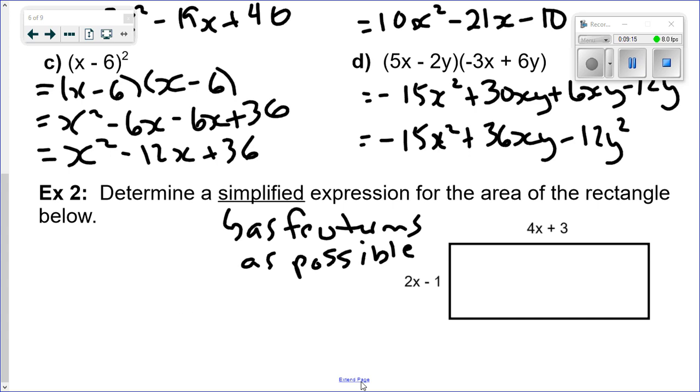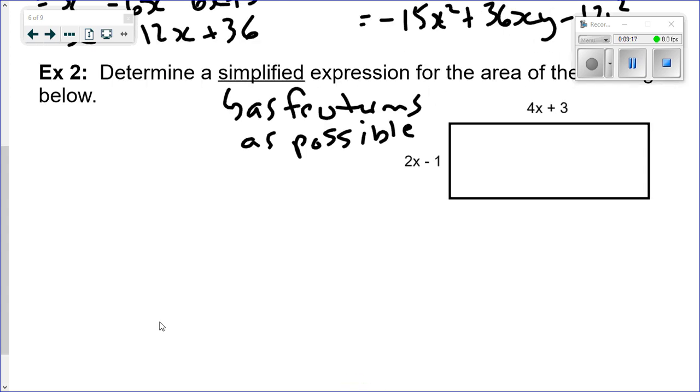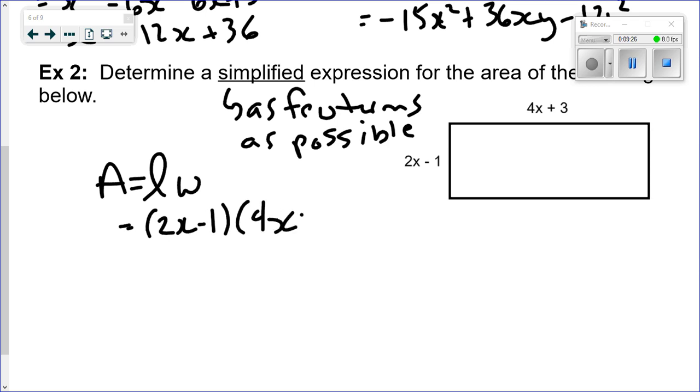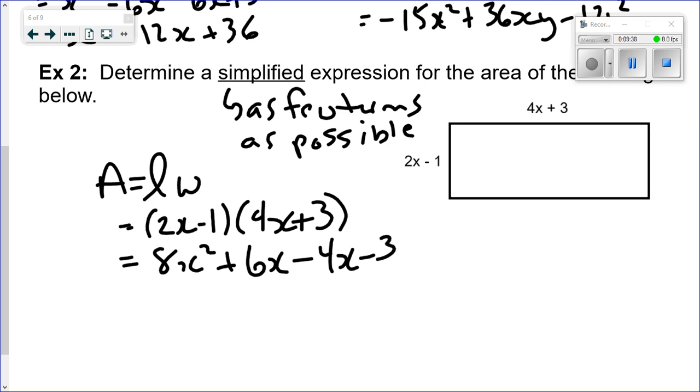Oh, gonna have to expand this. Hopefully you remember this, but area of a rectangle is length times width, which means we're doing 2x minus 1 times 4x plus 3. 8x squared. Ta-da!